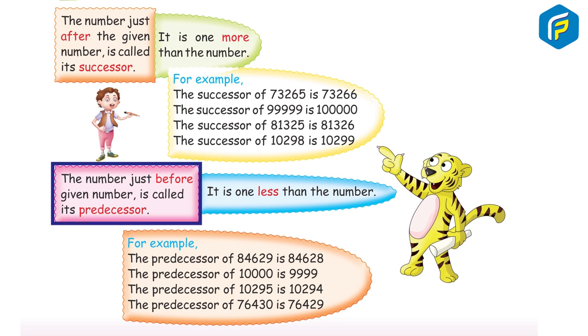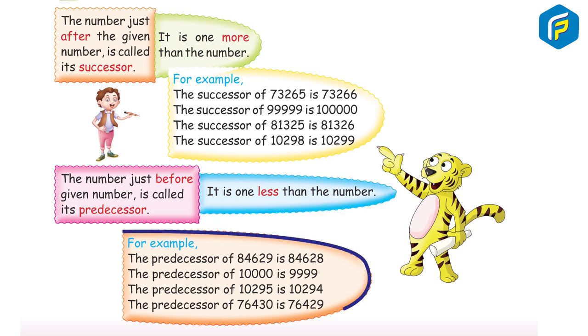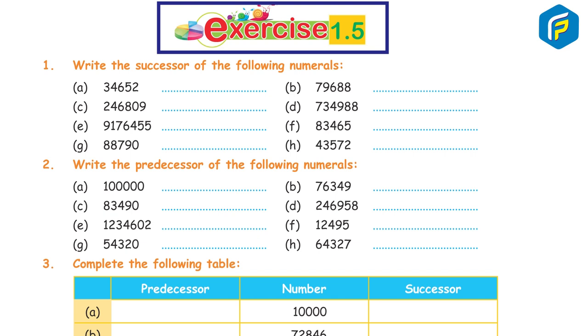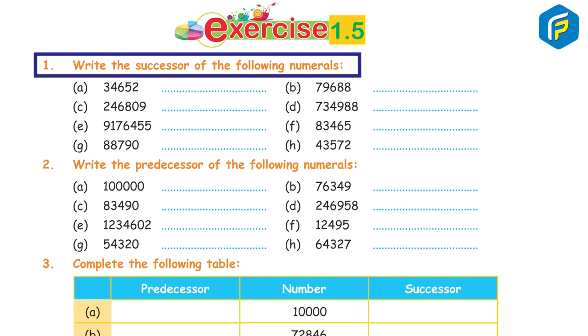The number just before a given number is called its predecessor. It is one less than the number. For example, the predecessor of 84,629 is 84,628. The predecessor of 10,000 is 9,999. The predecessor of 10,295 is 10,294. The predecessor of 76,430 is 76,429.